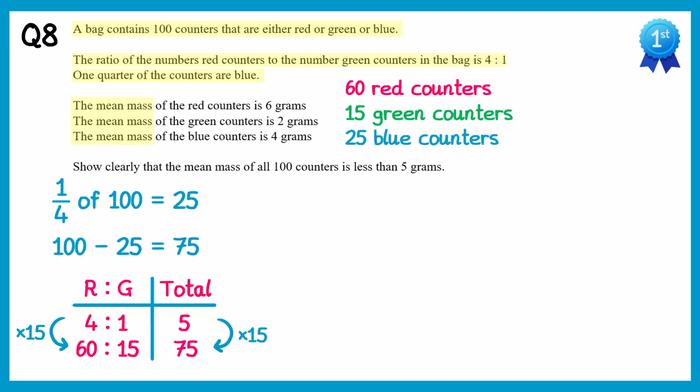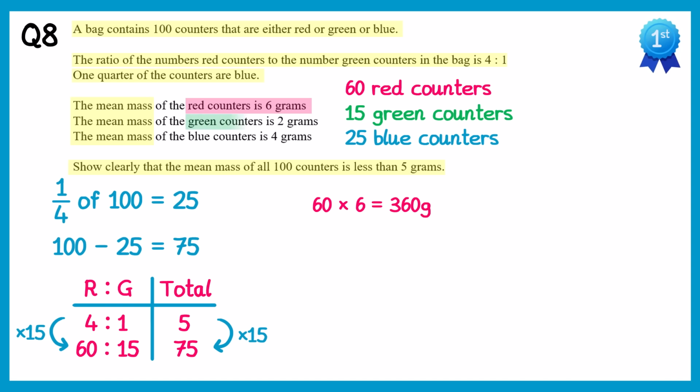Next we're told the mean mass of each of the counters by their colour, and we're asked to show the mean mass of all of the counters is less than 5 grams. Let's just focus on the red counters. The mean mass of the red counters is 6 grams, and we know there are 60 of them. So to work out the total mass of all 60 of these red counters, we can multiply 60 by 6. This will give you 360 grams. So the total mass of all of those red counters is 360 grams.